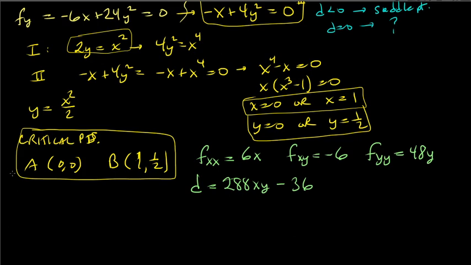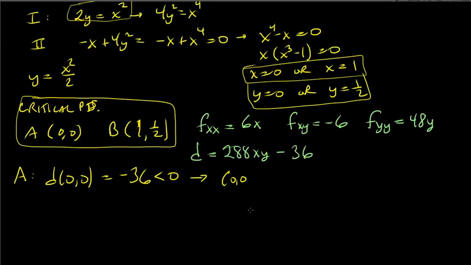So now let's apply that to point A. In other words, plug in x equals 0, y equals 0. You just get negative 36. And if d is negative, we don't have to bother with the second derivative. The point 0, 0 will be a saddle point. Right, so neither a minimum nor a maximum.